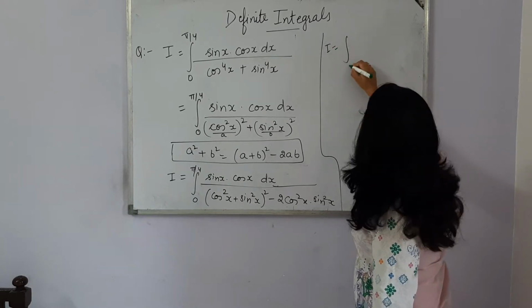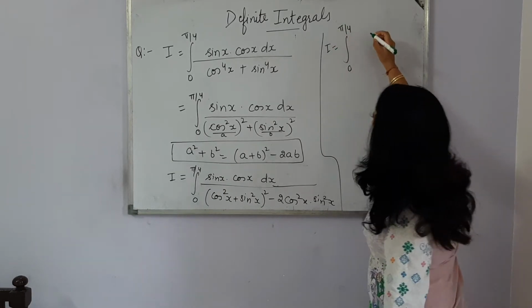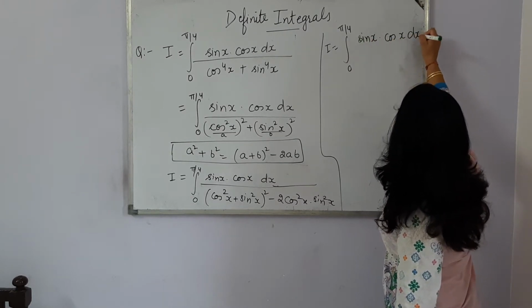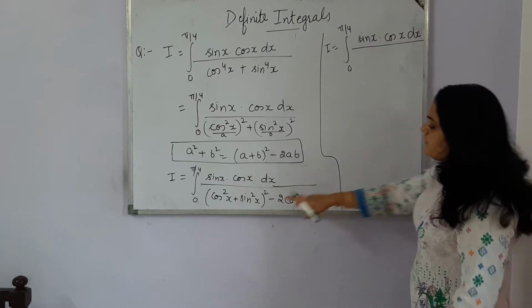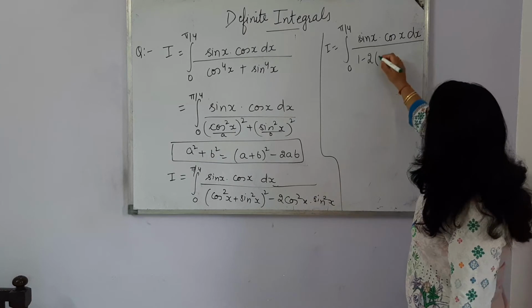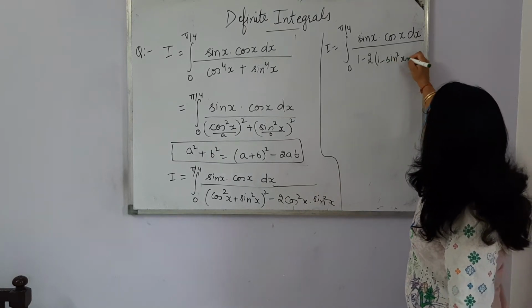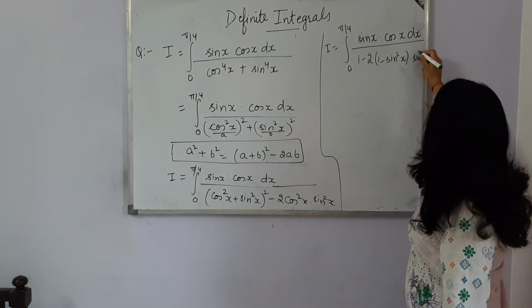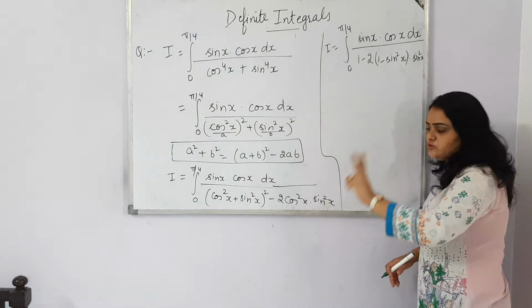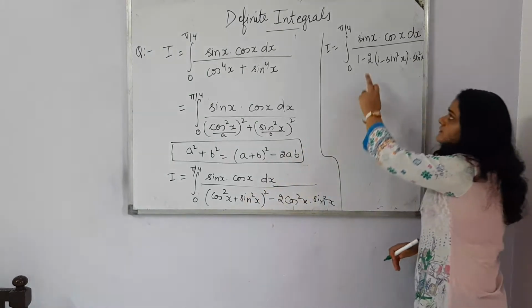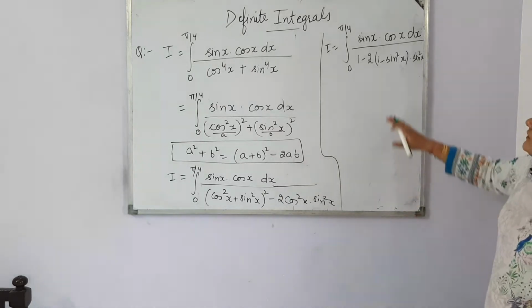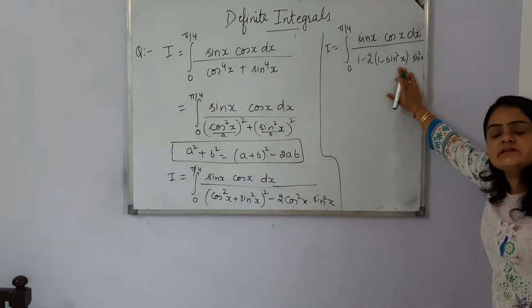So I is equal to 0 to pi by 4 sin x cos x into dx whole upon 1 square is 1, 1 minus 2, here it is cos square x. Can I write 1 minus sin square x? And of course after that sin square x is already available. But I have applied two identities here. One is cos square x plus sin square x is 1, and the other is cos square x is 1 minus sin square x. Now what you are watching, in the denominator there is sin square x.